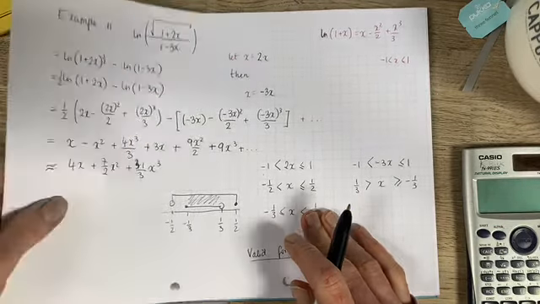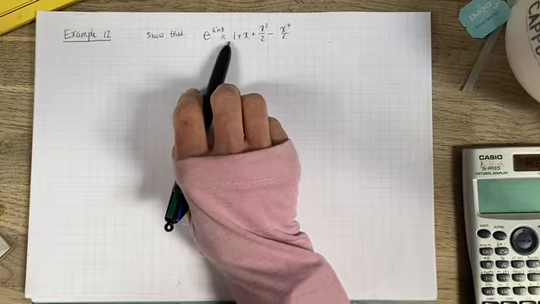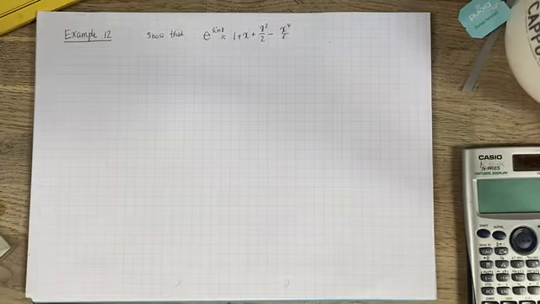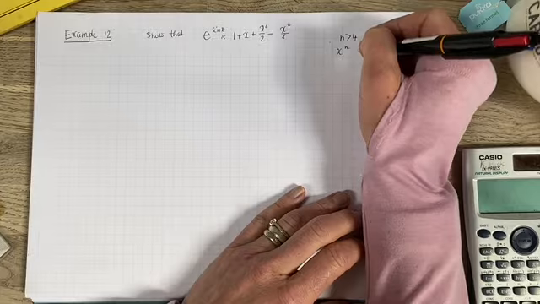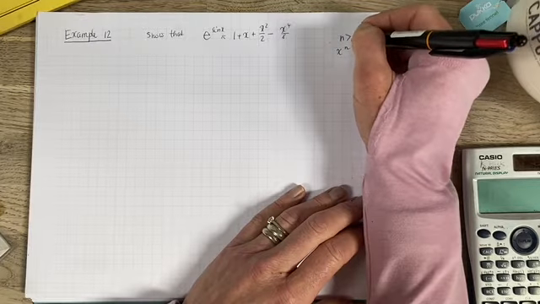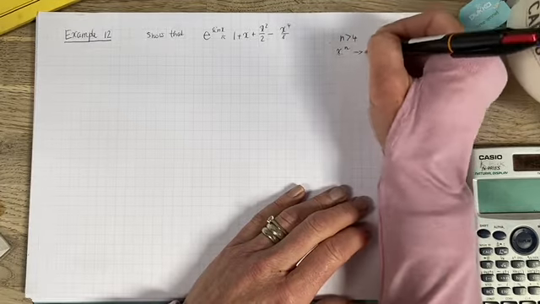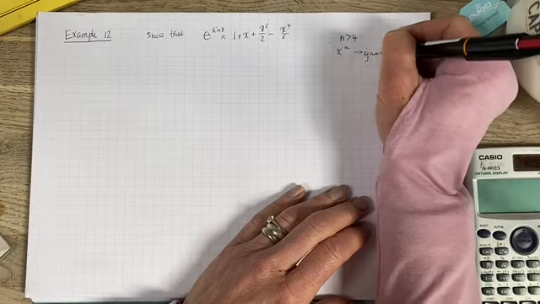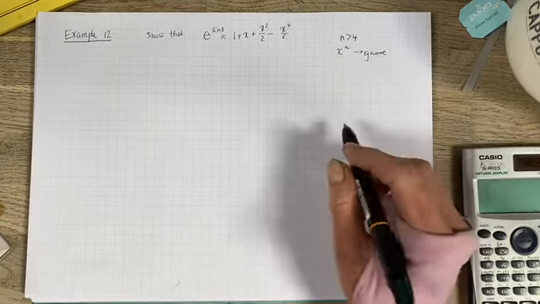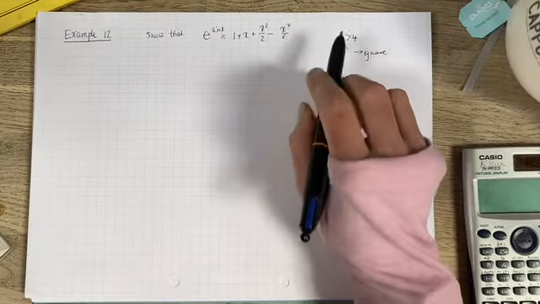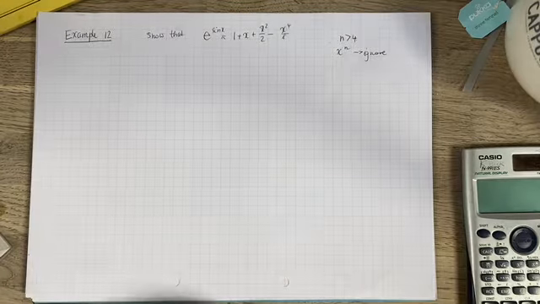Okay, so example 12. We're going to show that e to the power of sine x can be approximated by the following polynomial, and we are told that for n greater than 4, where we're talking about expanding it up to x^n, any values of n greater than 4 we can ignore these terms. So we're going to only go up to x to the power of 4.